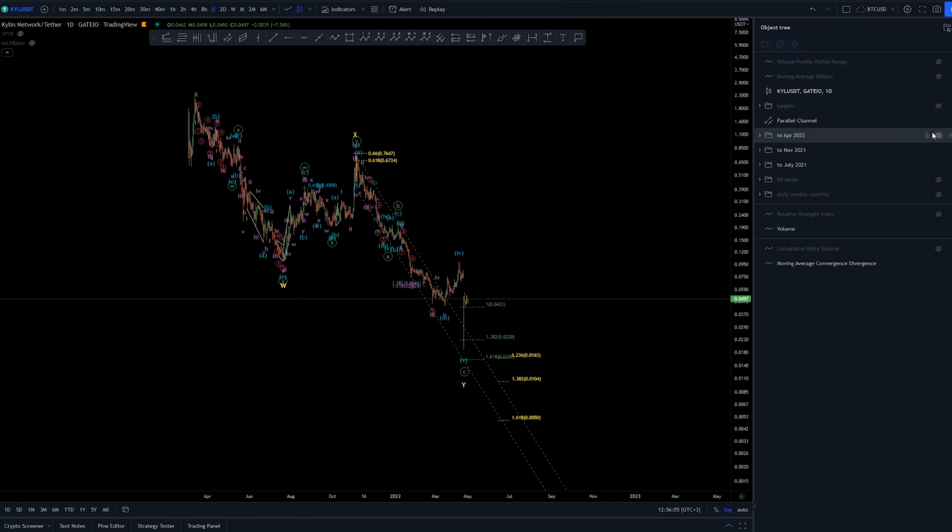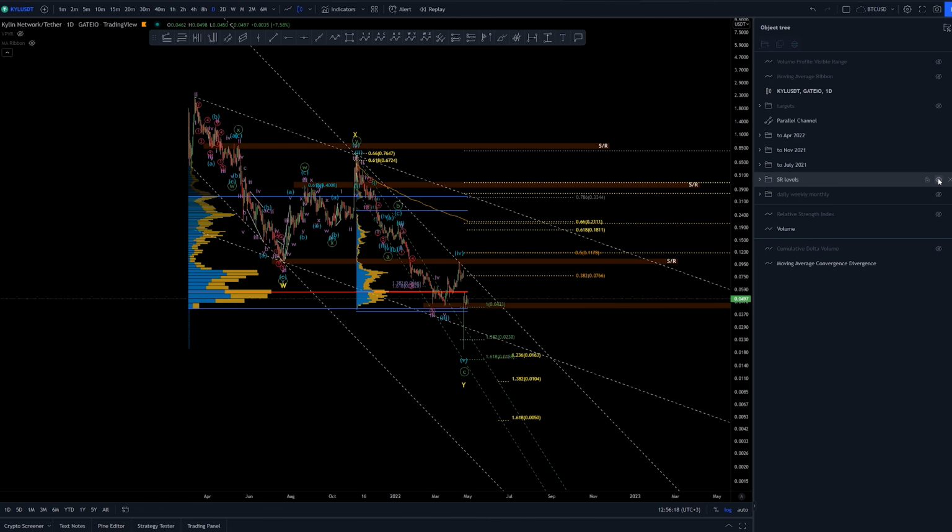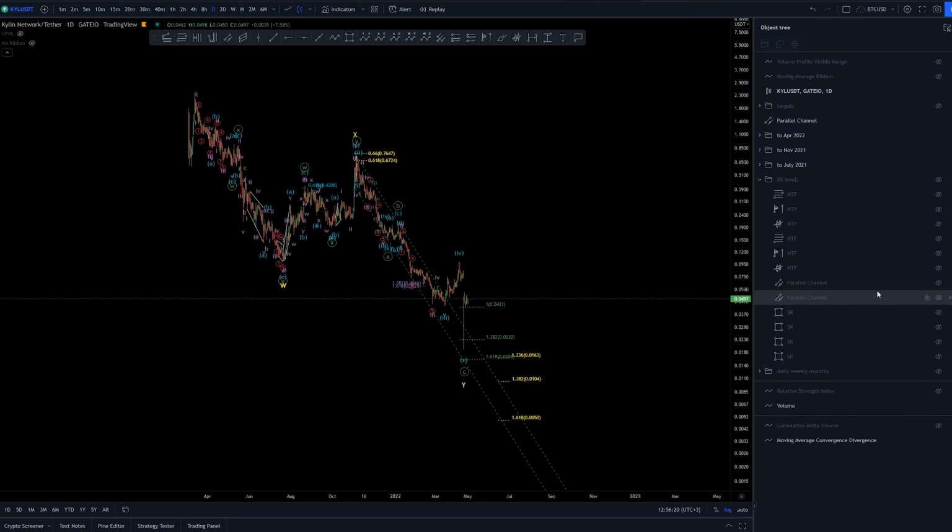Did we have the yellow channels? No, we don't. So let's pull those out as well. Let's see how they measure. Well, we basically had them here. We don't pull those all. So I think it is this one here.